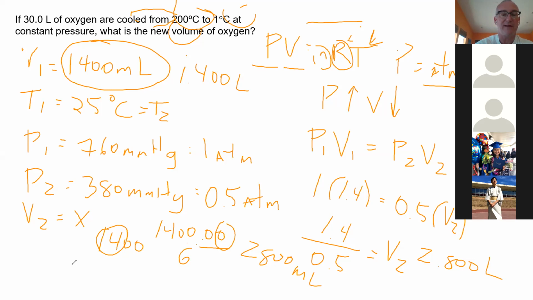If, on the other hand, it was 1400 with a decimal point, that means I'm able to measure it to the nearest 1. So it's not 1401 and it's not 1399. It's 1400 exactly. So that would have 4 significant digits.